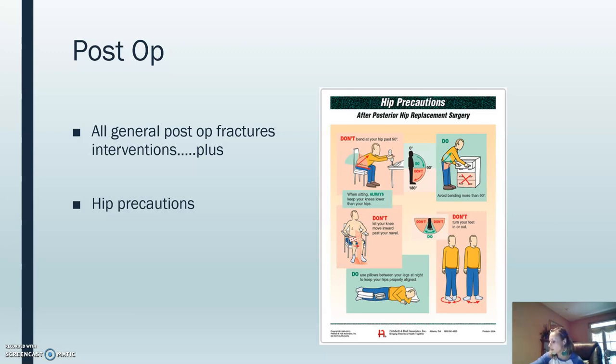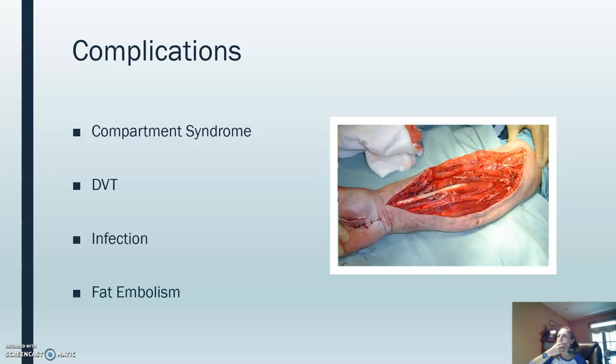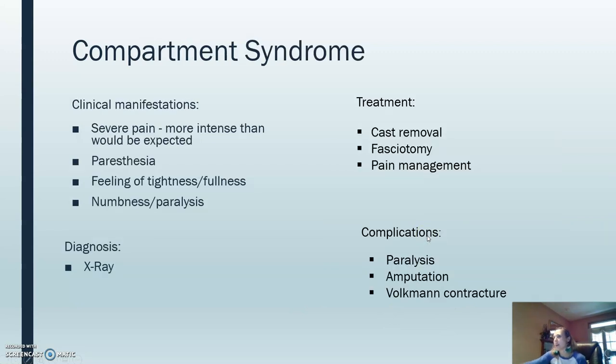So there are a lot of complications other than just blood loss and infection. There's compartment syndrome, there's DVTs, and there's fat embolisms too. This is an example of compartment syndrome. We'll go over that one first. This is when you have a lot of swelling of the tissues in an enclosed space. So it's almost like an internal pressure ulcer. There's so much swelling, it starts to compress the tissue on itself, and it just causes the tissue to die.